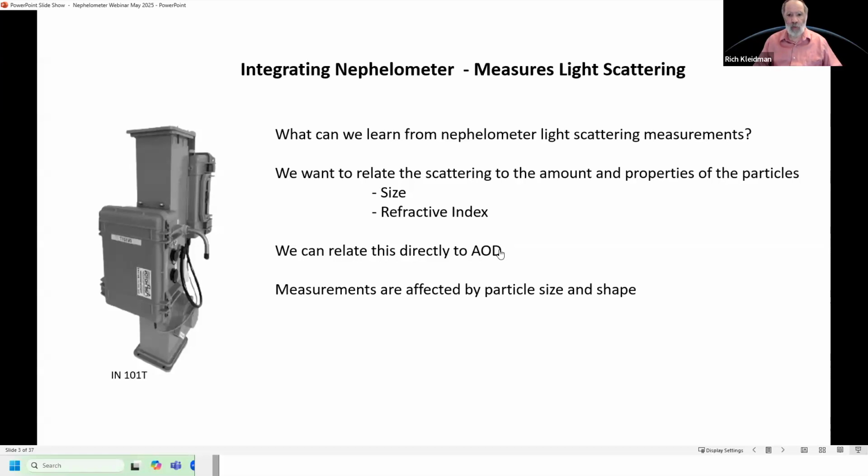I think many of you are familiar with AOD. This is what we call aerosol optical depth. It's unitless measurements that are used by satellites and by ground-based radiometers like Aeronet. And then we can talk about how a little bit how the measurements are affected by particle size and shape.